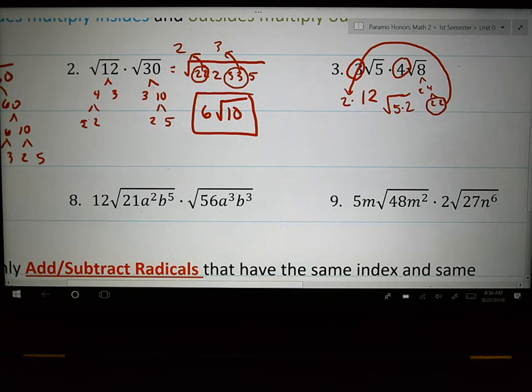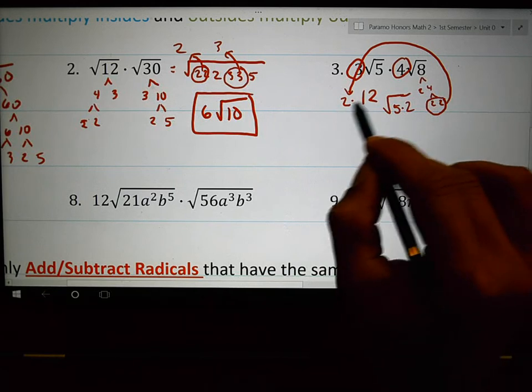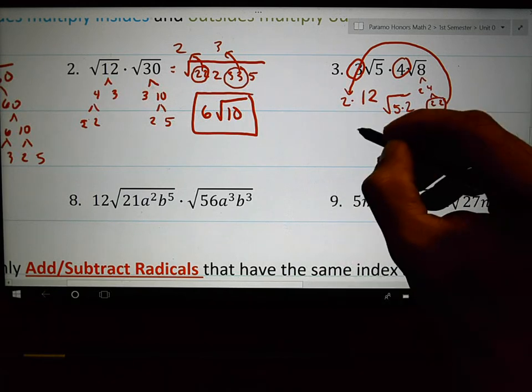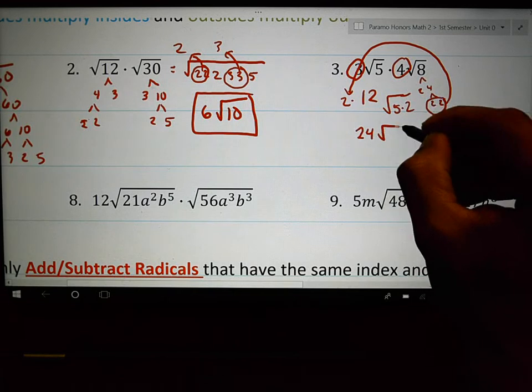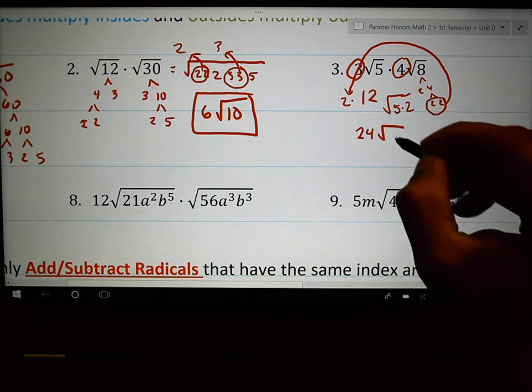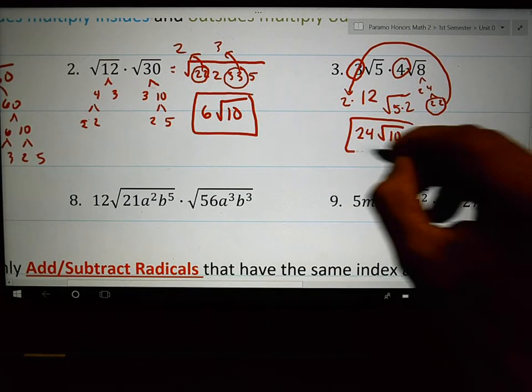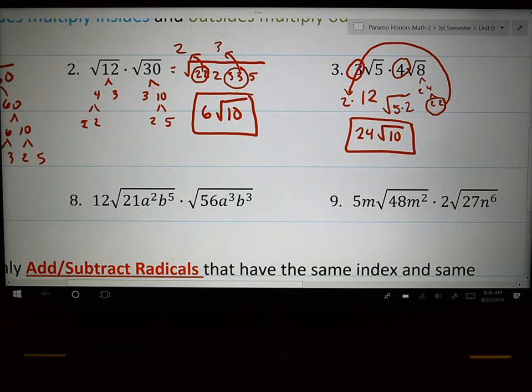Let's put it all together. What's the number in front? Say it out loud. Root. What's in the number inside? And there's nothing else you can do with that. That's your final simplified answer.